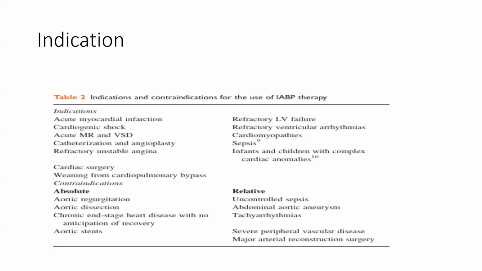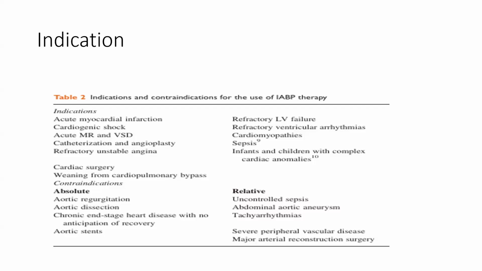So we'll see what are the indications and contraindications for the use of IABP. Indications are acute myocardial infarction, cardiogenic shock, acute MR, VSD, catheterization, angioplasty, refractory unstable angina, refractory heart failure, refractory left ventricular failure, refractory ventricular arrhythmia, cardiomyopathy, sepsis, infants and children with complex cardiac anomalies. Then cardiac surgery, weaning from cardiopulmonary bypass.